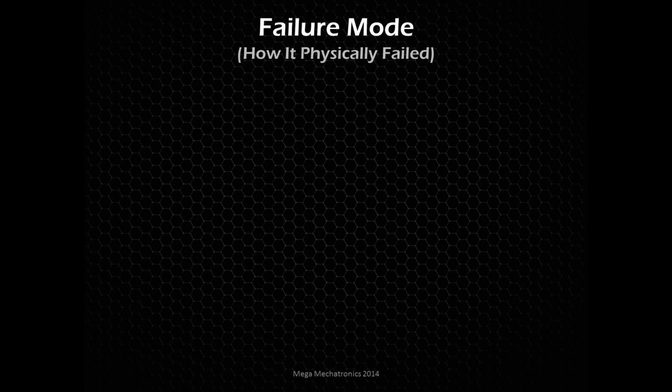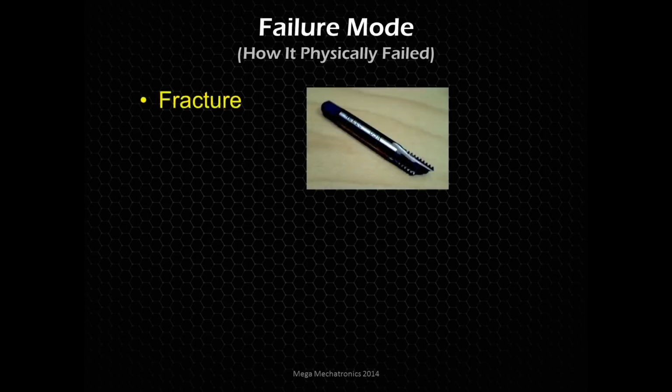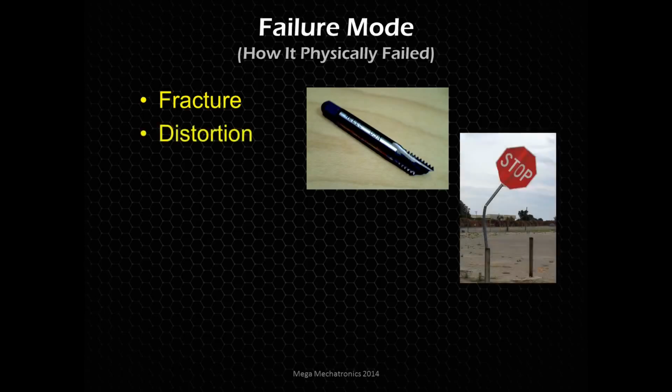So the failure mode, that is how it physically fails. What happened? We're not saying why, we're looking at the actual failure of whatever broke. An example is a fracture. You can easily see this tap just broke off right there. Whether it was over-torqued, it got stuck, someone was abusing it, or someone was bending on it while they were turning it. So fracture, that's very common, and these other things typically lead to a fracture.